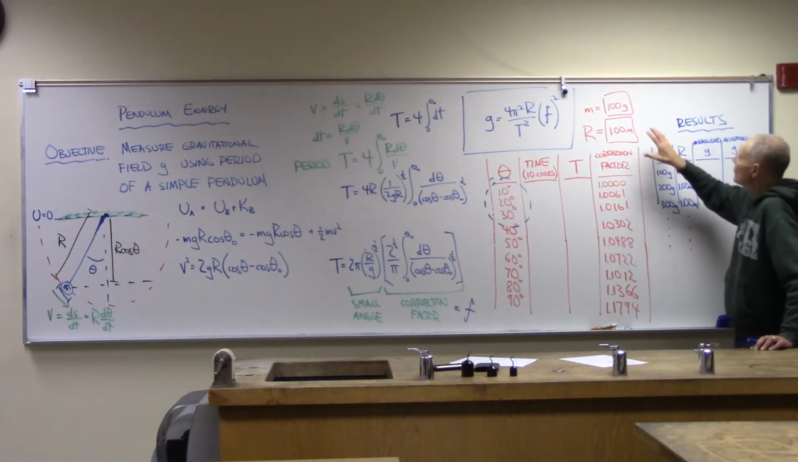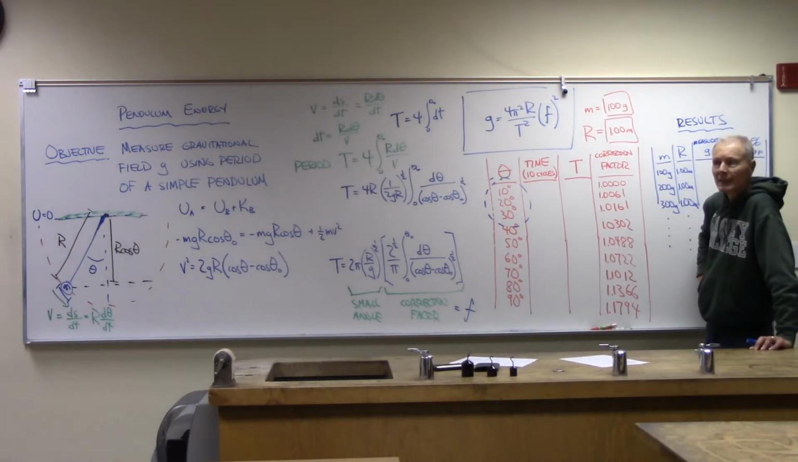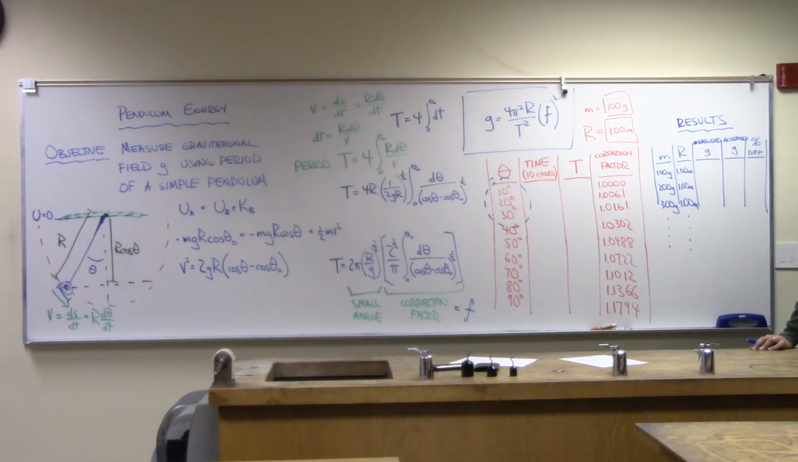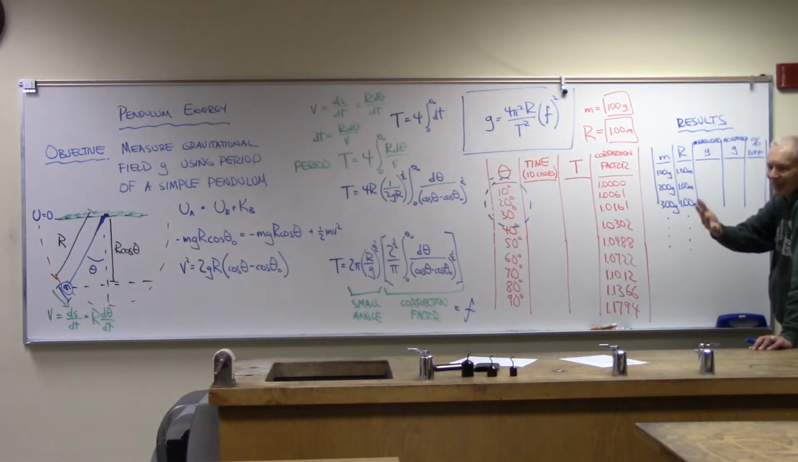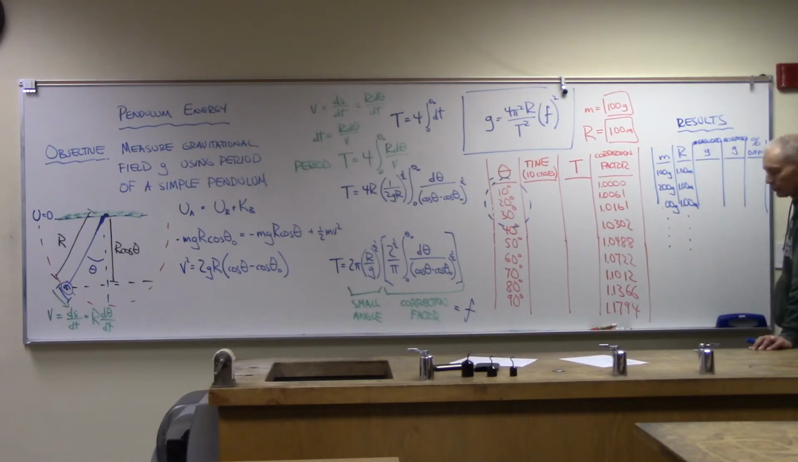Now it could be that the higher masses are more effective in pushing their way through air resistance. So there could be an air resistance effect going on here. In any case, let's try some different values of mass. I've got 100, 200, 300 here, but I actually don't have a 300-gram mass. I guess I could combine them. I think I'm going to do 100, 200, and 500.